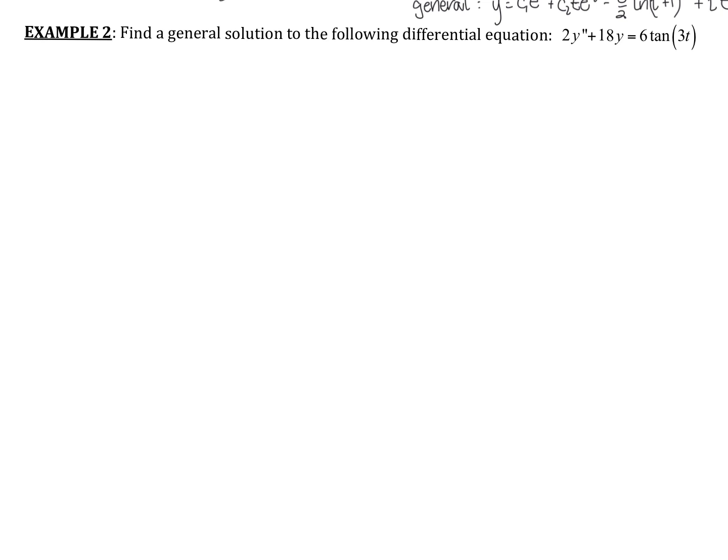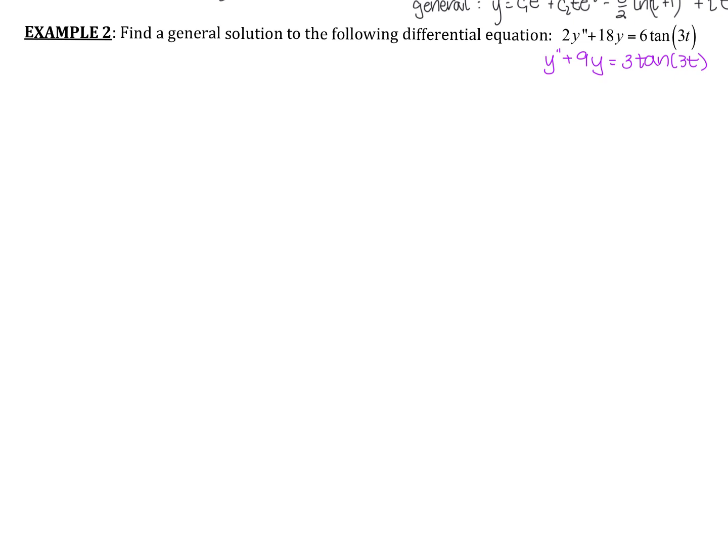All right, here we go. The first thing that you probably should have remembered about this one is that the leading coefficient is not 1, and it needs to be 1. So the first thing I'm actually going to do is rewrite this differential equation. Just dividing everything by 2, we'd get y double prime plus 9y equals 3 times the tangent of 3t. And that's actually the function that I'm going to be working with.